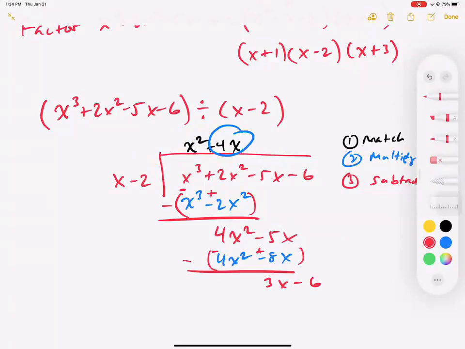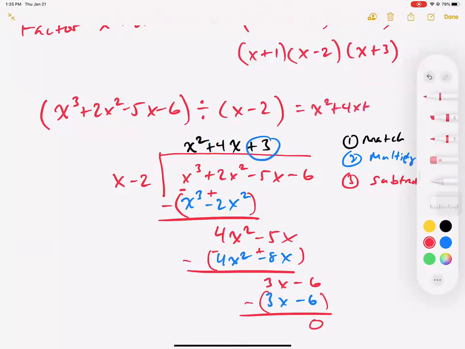Okay, let's do it again. Match. How can I get x to become 3x? All I need this time is a positive 3. Plus 3. We multiply downward. 3 times what we're dividing by is 3x minus 6. We subtract, and we end up with 0. No remainder. So the answer to this problem is x squared plus 4x plus 3.